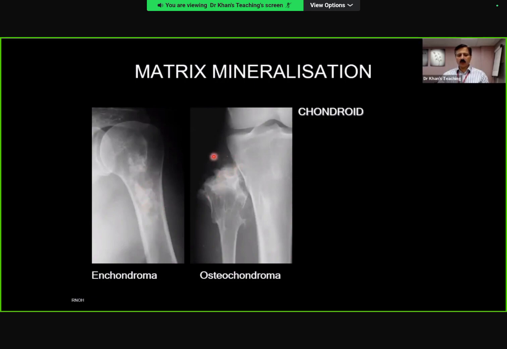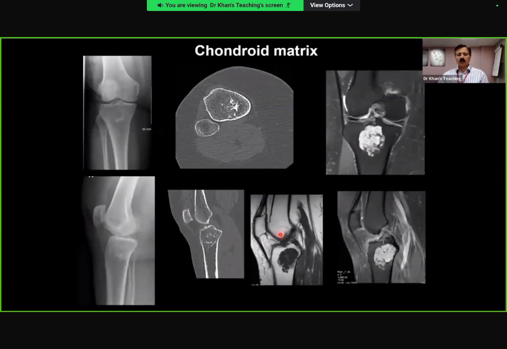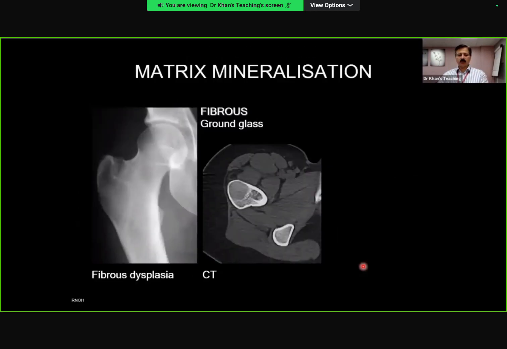Chondroid matrix also here in an osteochondroma, where you can see all of this. On an MR, when you look inside a lesion, you can see this lobulated high signal on T2-weighted sequences. So this is important for you to remember, what is the MR signal of chondroid matrix. We will come back to these points when we do cases.